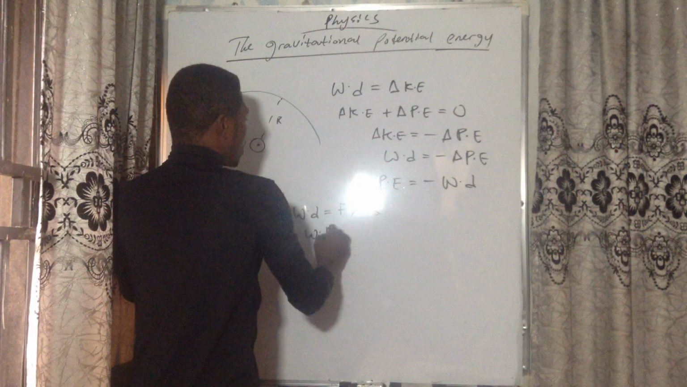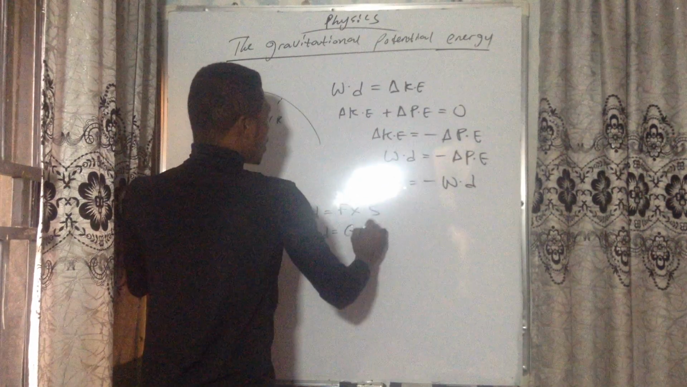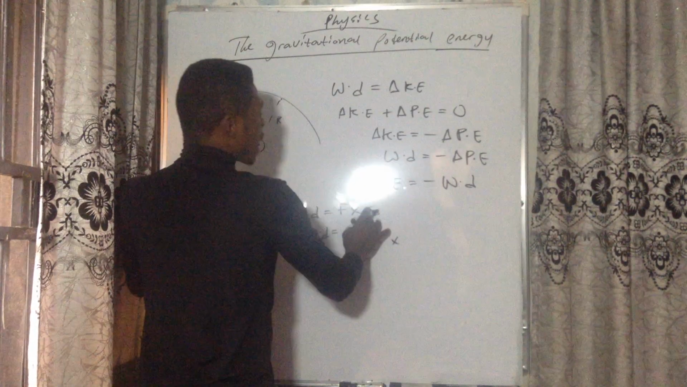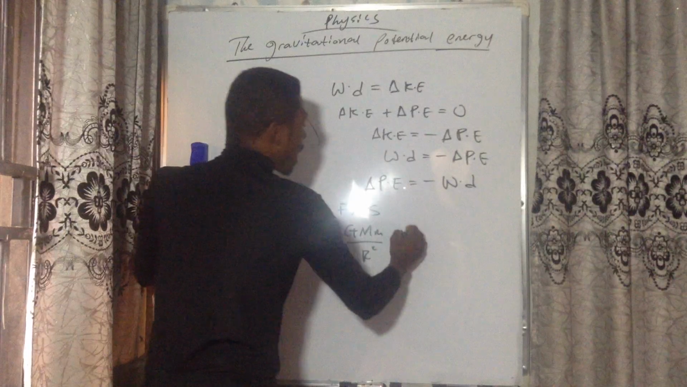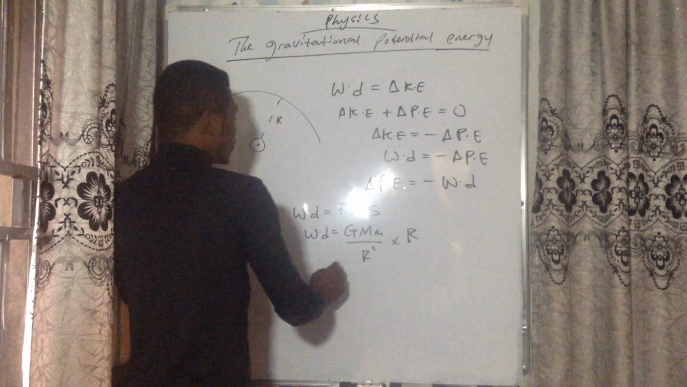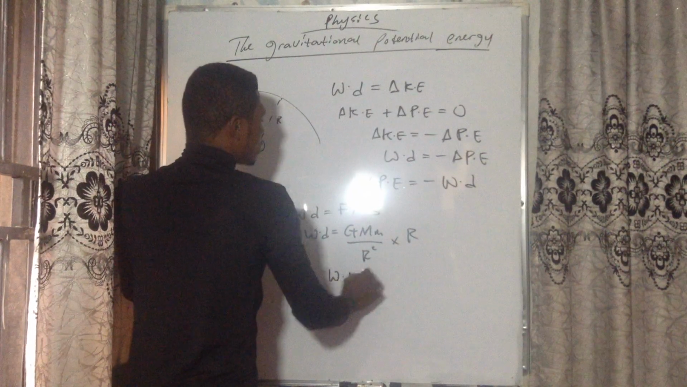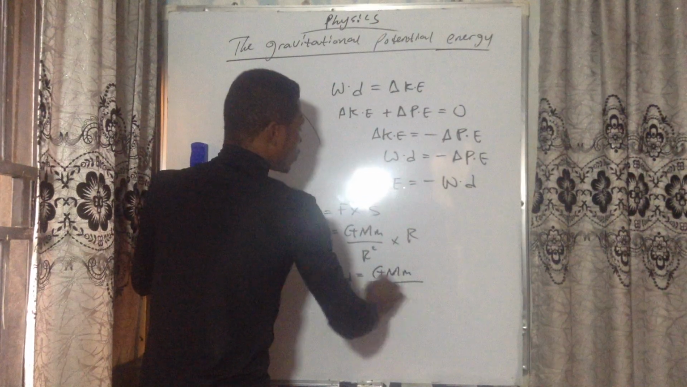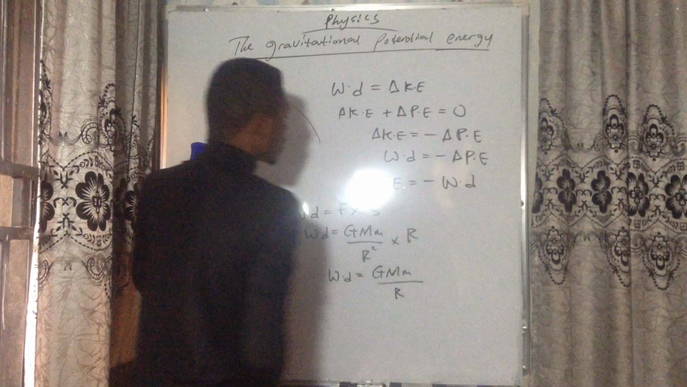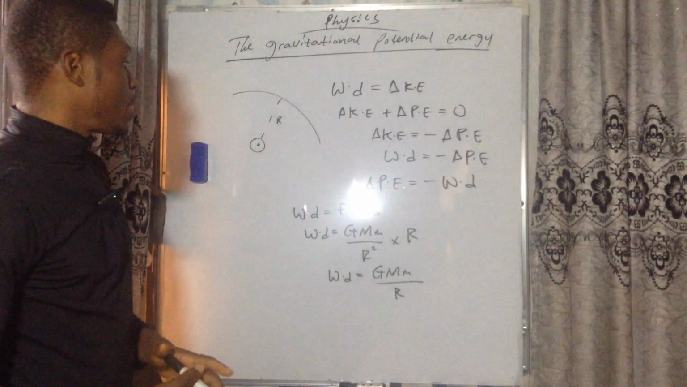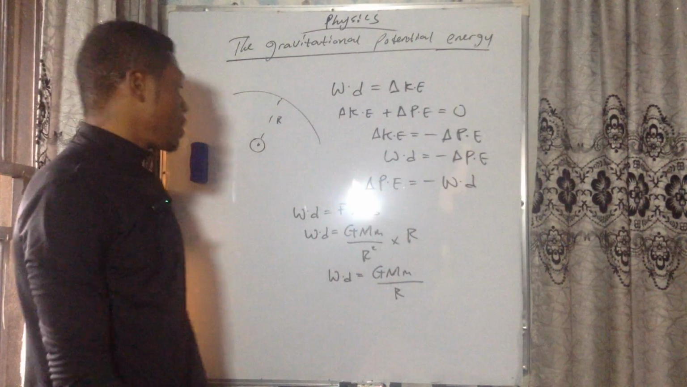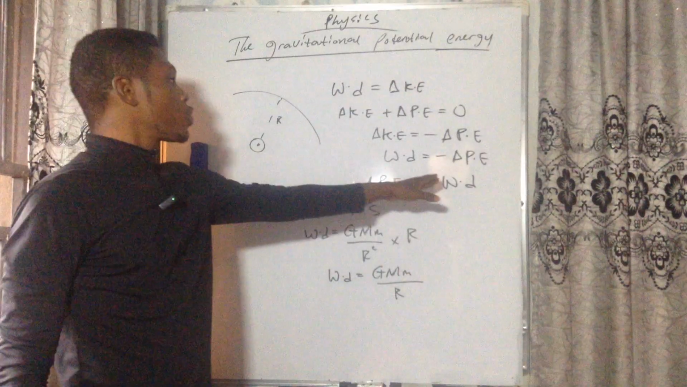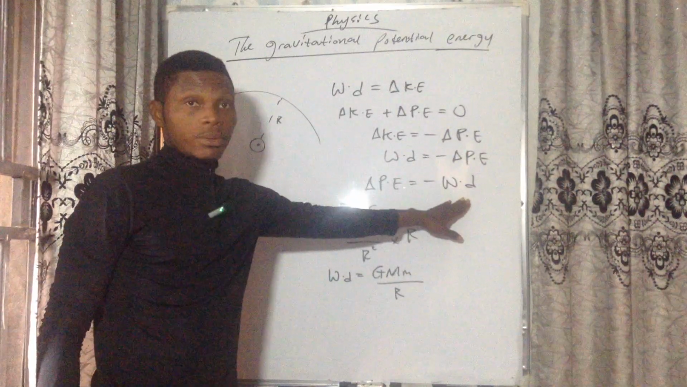So the work done is equal to what? G mm over r squared times r. In this case, the distance will be R. So we now have that the work done is equal to G mm all over R. Remember, the change in potential energy is equal to the negative of what? The work done. Do you understand?